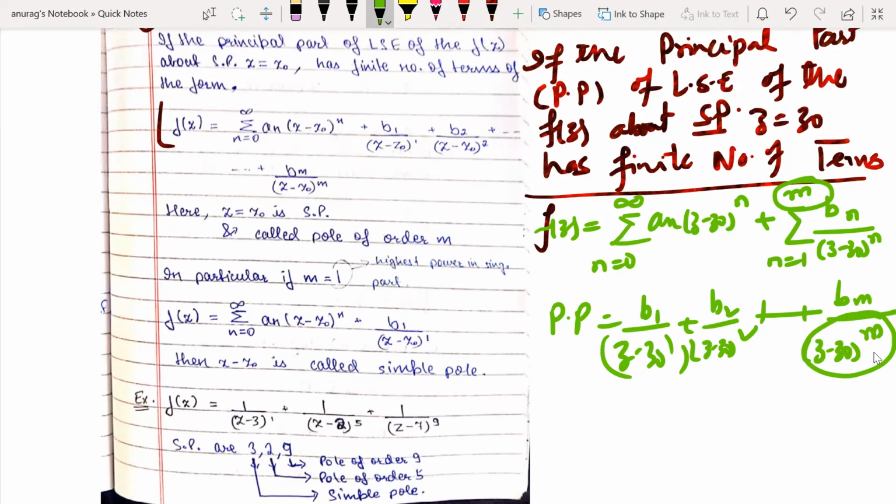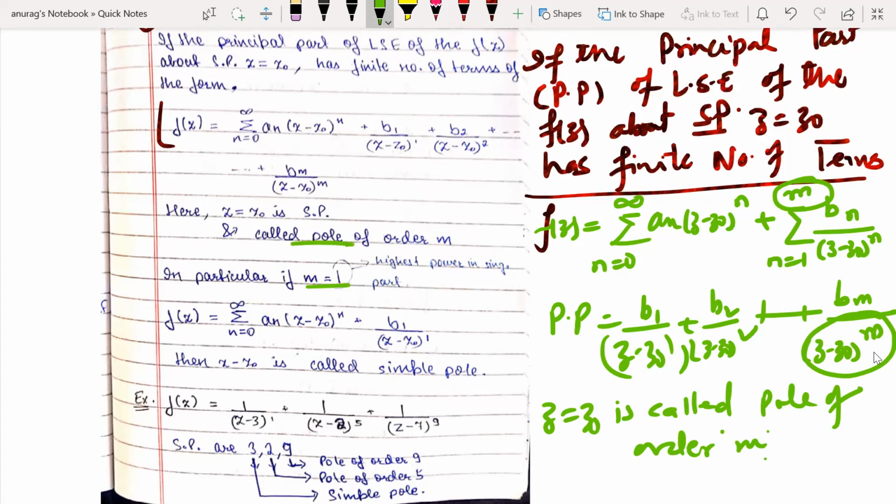So here z equal to z naught is called a pole of order m. Maximum power is m. In particular, if m equal to 1, then it is called a simple pole. Then you have one term if m equal to 1. Let's see one example.